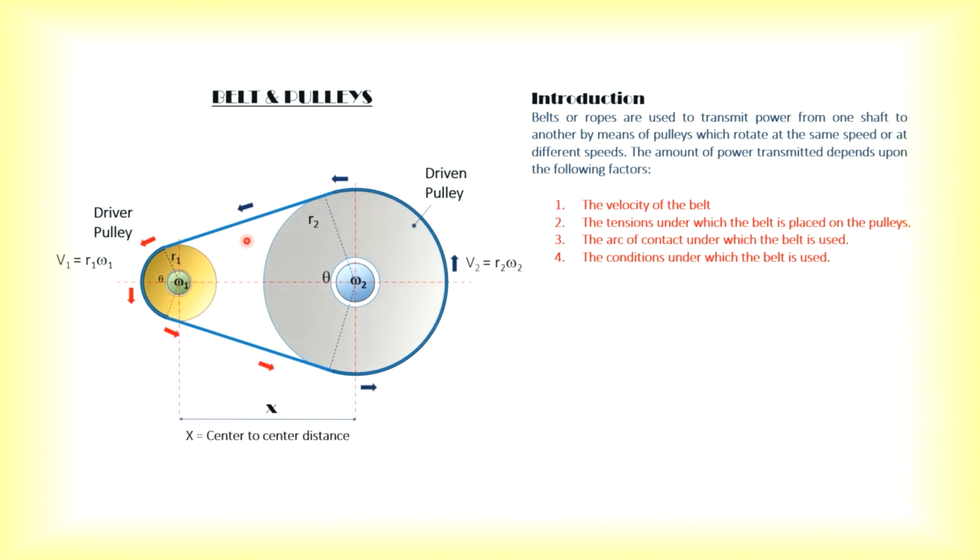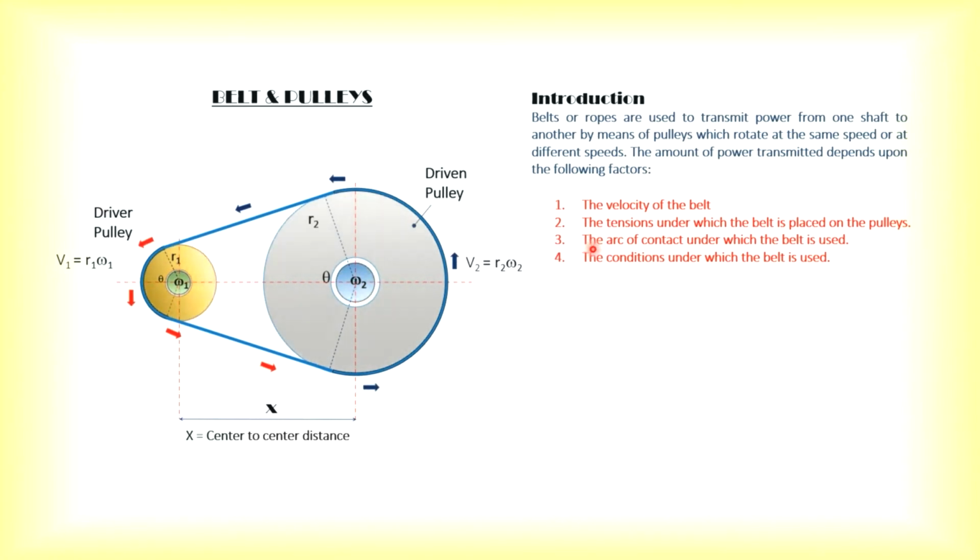Tight side tension is usually denoted as T subscript 1. Slack side tension is denoted as T subscript 2. So T1 refers to tight side tension, T2 refers to slack side tension, and the tight side tension is always greater than the slack side tension. The amount of power transmitted also relies on the tensions under which the belt is placed.